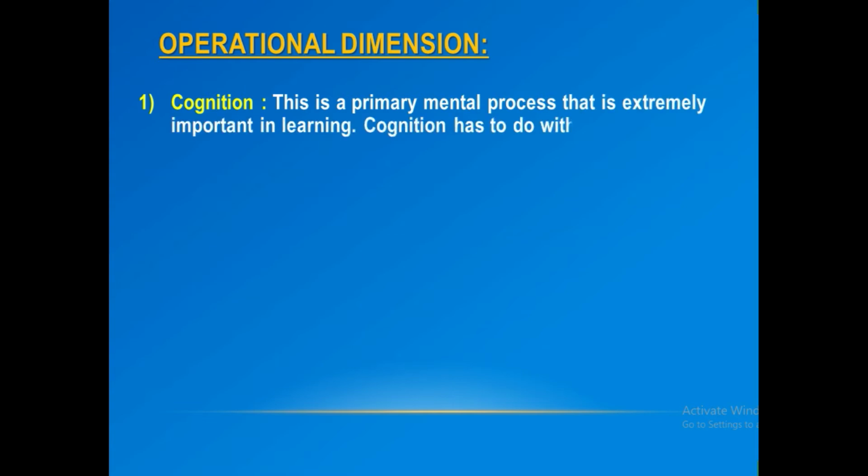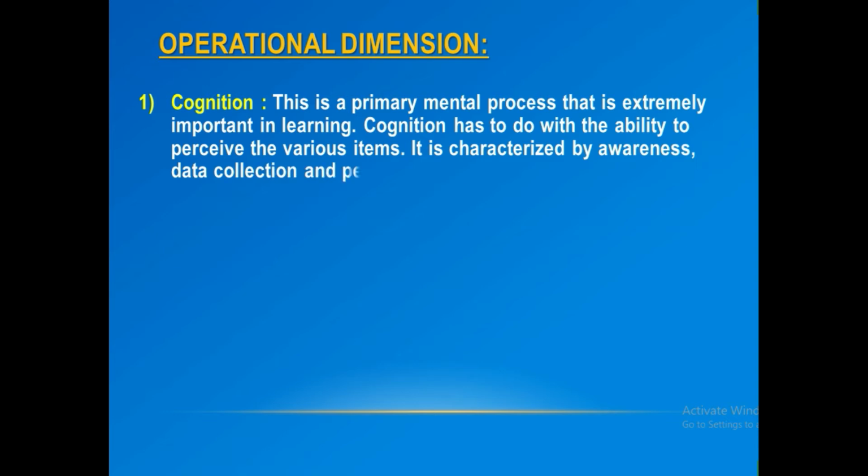Now we discuss these in elaboration. Cognition. This is a primary mental process that is extremely important in learning. Cognition has to do with the ability to perceive various items. It is characterized by awareness, data collection, and perception.